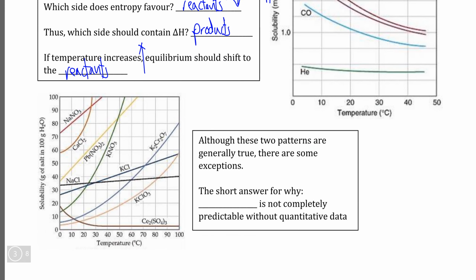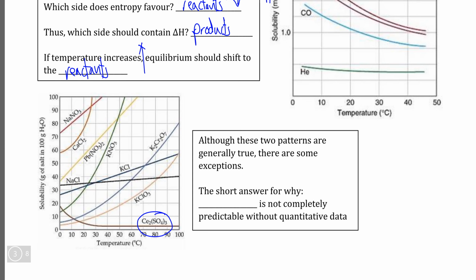Now, as we can see, although these trends are generally true, there do seem to be some exceptions. So if we take a look at this compound here, cerium sulfate, this compound here, cerium, is, I believe, a transition metal of some kind, fairly low on the periodic table. But the point is that this is clearly an ionic solid, and we see that it behaves in the opposite way as solubility trends with other ionic solids.